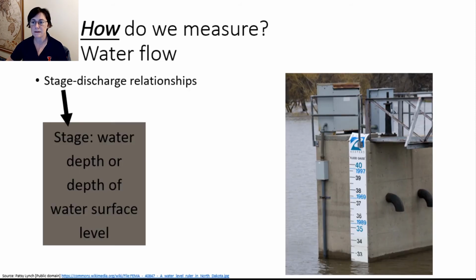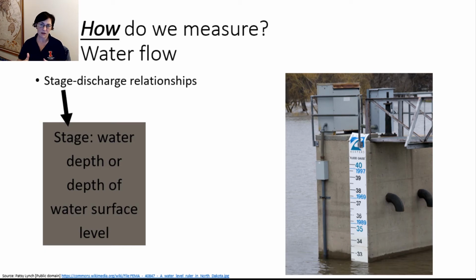So how do we do this? Enter one of the most common flow rate measurement methods for water, which uses a stage discharge relationship or a stage discharge equation. Stage is a different way to say water depth or water surface level. Just like I'm showing in the picture, that ruler is helping estimate river stage.